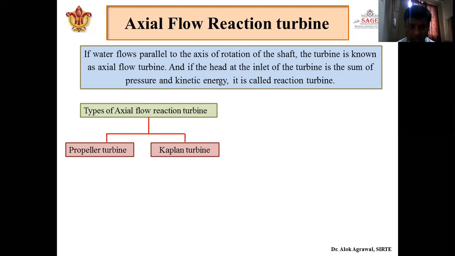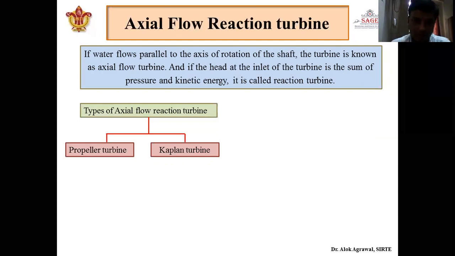Now see what is the basic difference between these two turbines. Everything is same. In propeller turbine, the blades are non-adjustable, means we cannot adjust the blade of the turbine. And in case of Kaplan turbine, the blade can be adjustable. It means in propeller turbine, the blades are attached to the rotor by welding, and in Kaplan turbine, it is by some other arrangement, so we can rotate the blade. The only difference between propeller and Kaplan turbine is blade is adjustable in Kaplan turbine and non-adjustable in propeller turbine.